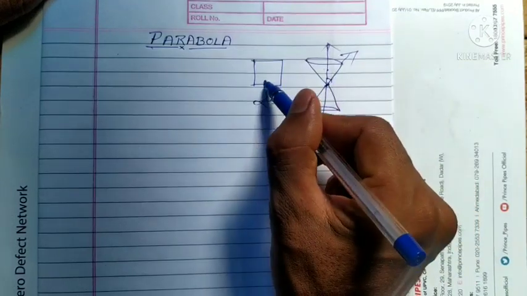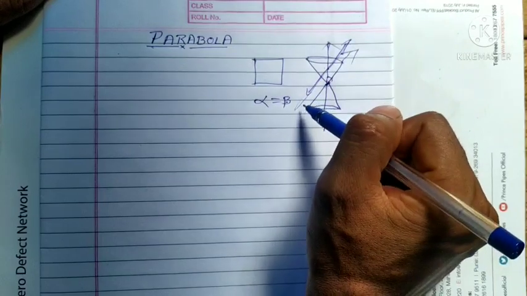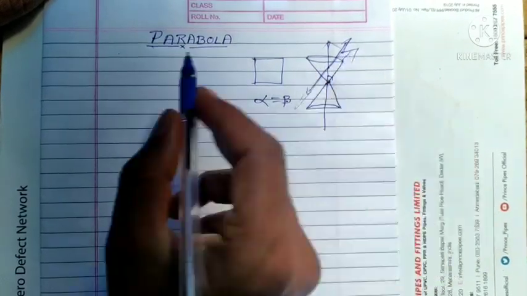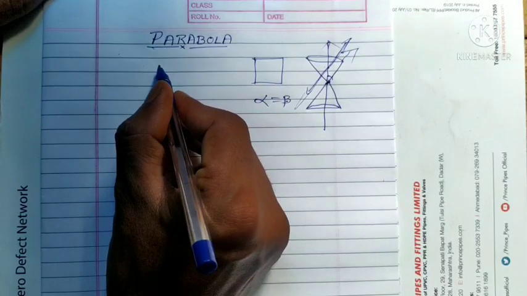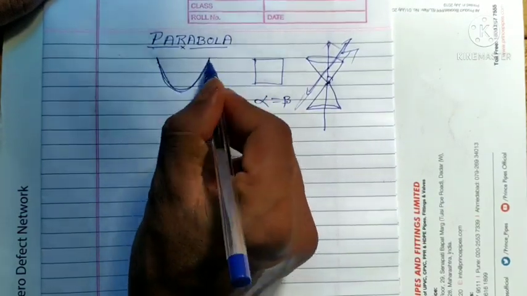So the plane intersects like this, and in this direction the plane lies. When the plane intersects in this way, we obtain a shape like this, which is called a parabola.